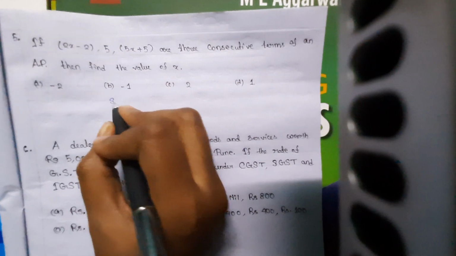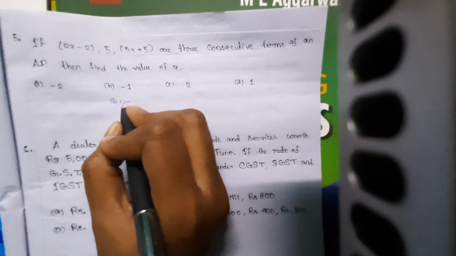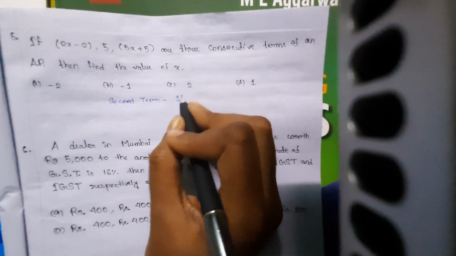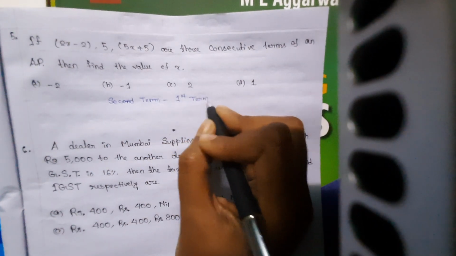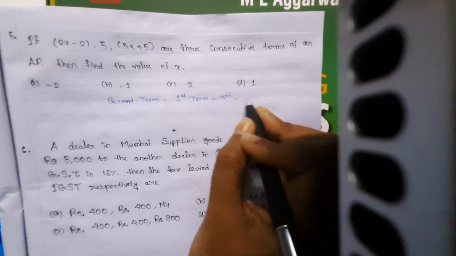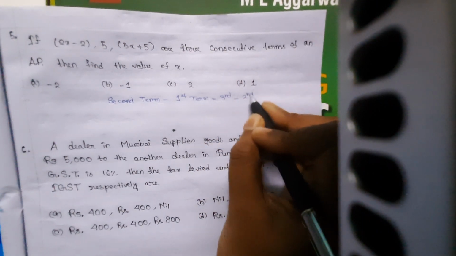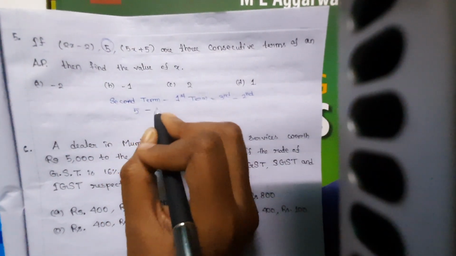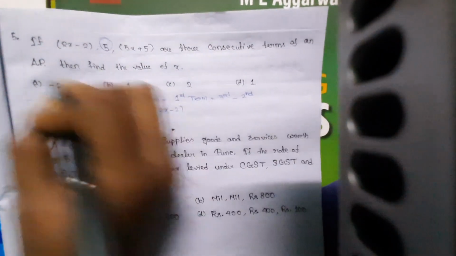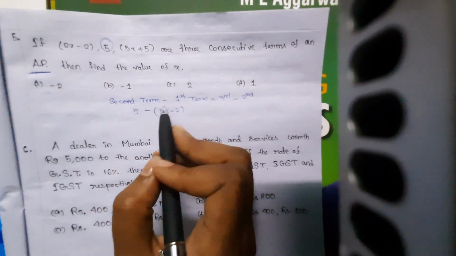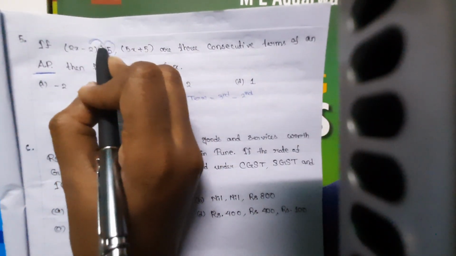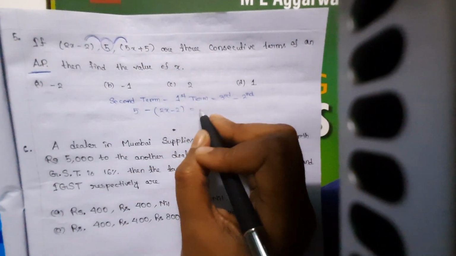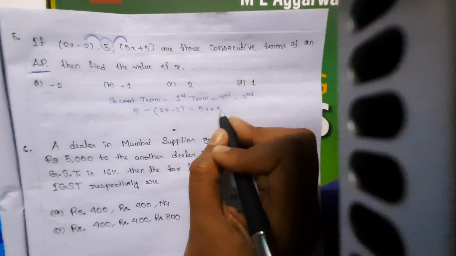Second term minus first term is called common difference. Again, third term minus second term is also your common difference. Third term minus second term must be your common difference. Now, the second term is 5, the first term is 2x. Since this is in AP, the common difference must be equal. The difference between these terms must equal the difference between those terms, isn't it? So, just put third term minus second term.